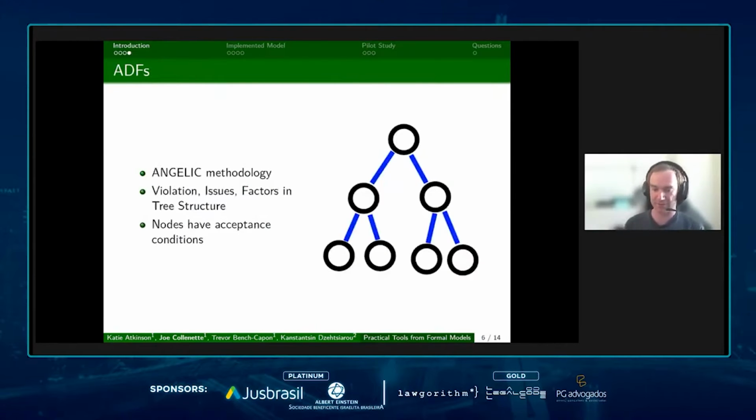So our model has been implemented as an abstract dialectical framework, or an ADF, using the ANGELIC methodology, which represents case law as a factor-based hierarchy. You can represent this as a tree structure. At the root node you'll have a violation, and then you have some children, which are the issues, and the children of those issues would be the factors, which can be base level factors or abstract factors. Each node in this tree will have some acceptance conditions to say whether that abstract factor or issue is accepted.